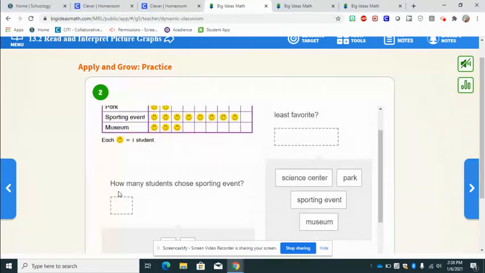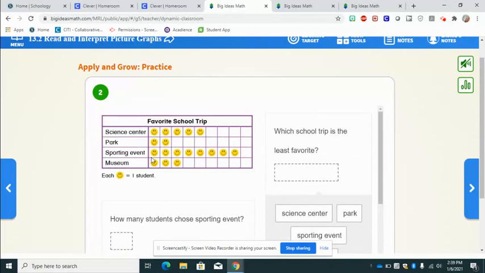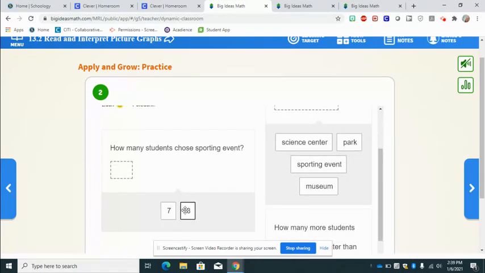And our first question says, how many students chose sporting event? So we're going to come up here and look at our sporting event and look beside it and count the pictures. 1, 2, 3, 4, 5, 6, 7, 8 smiley faces. So there are 8 students that chose sporting event.